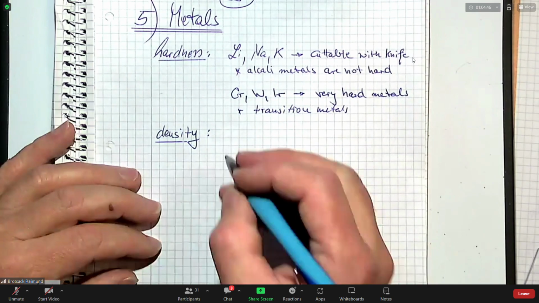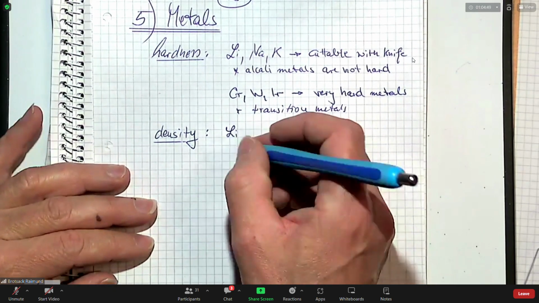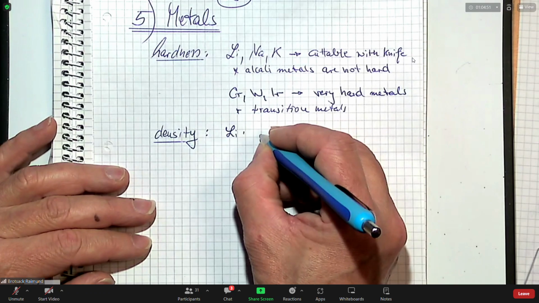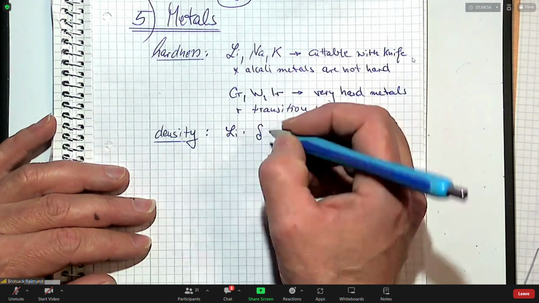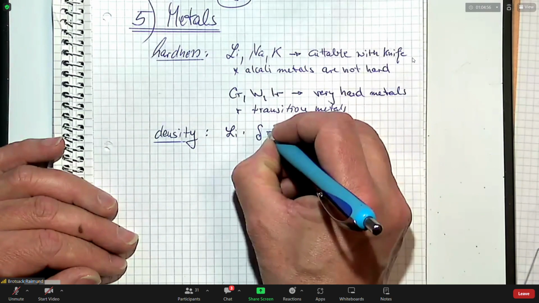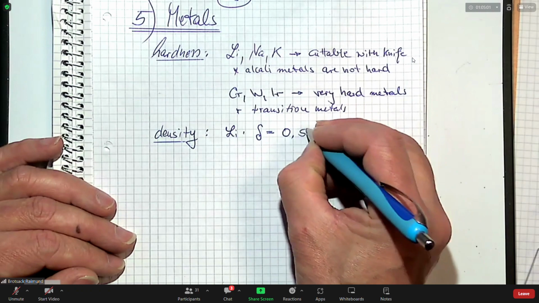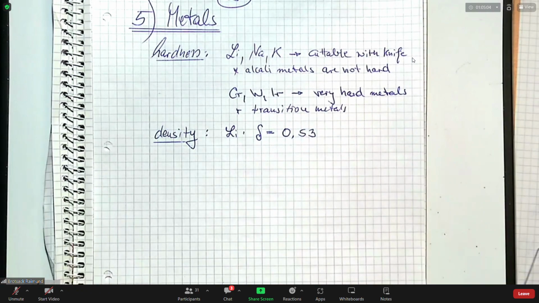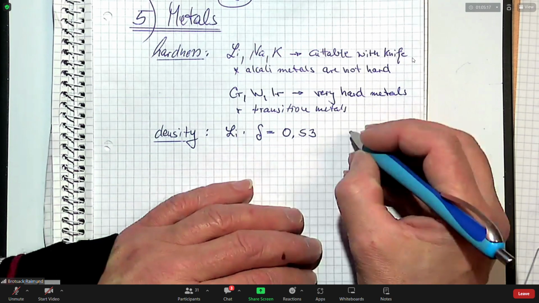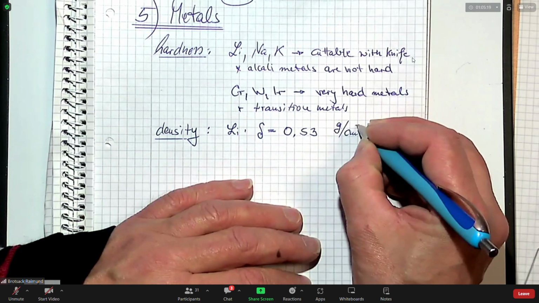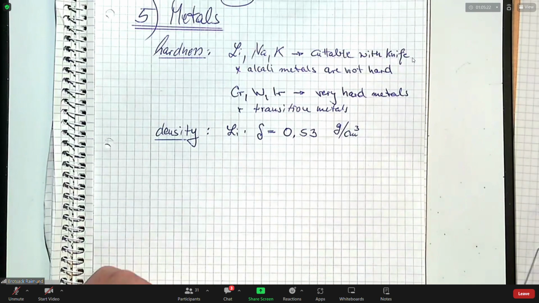Here, even very low density, for example, for lithium. The typical symbol for density is a rho, Greek symbol. For lithium, it's 0.53. What's the unit for density? Yeah, kilogram per cubic meter, or here we have gram per cubic centimeter.